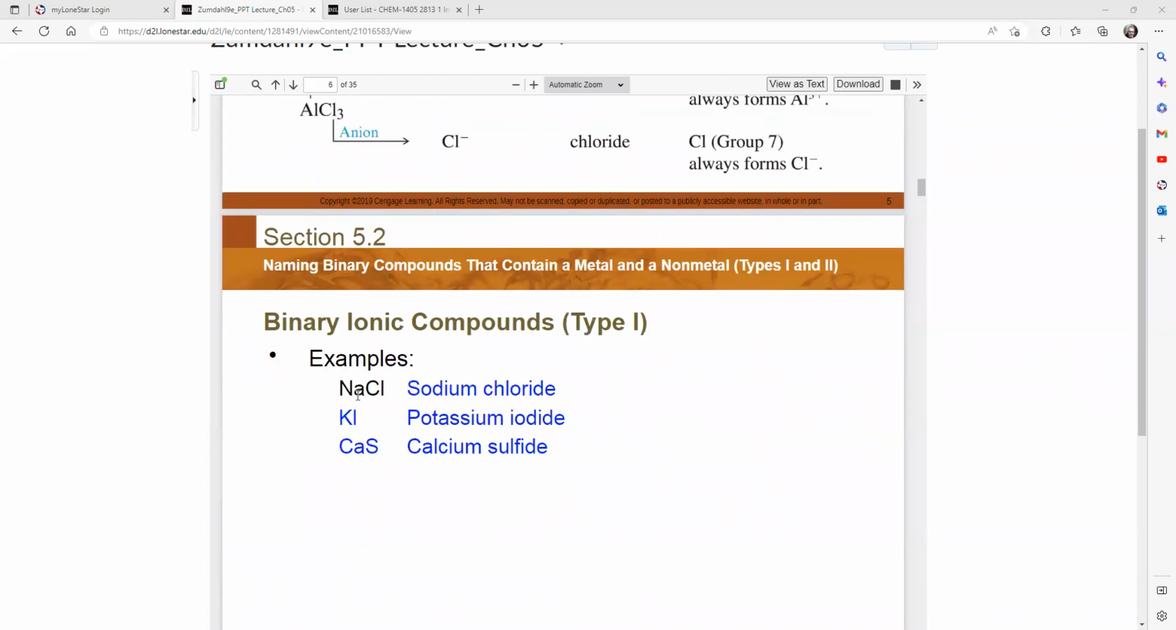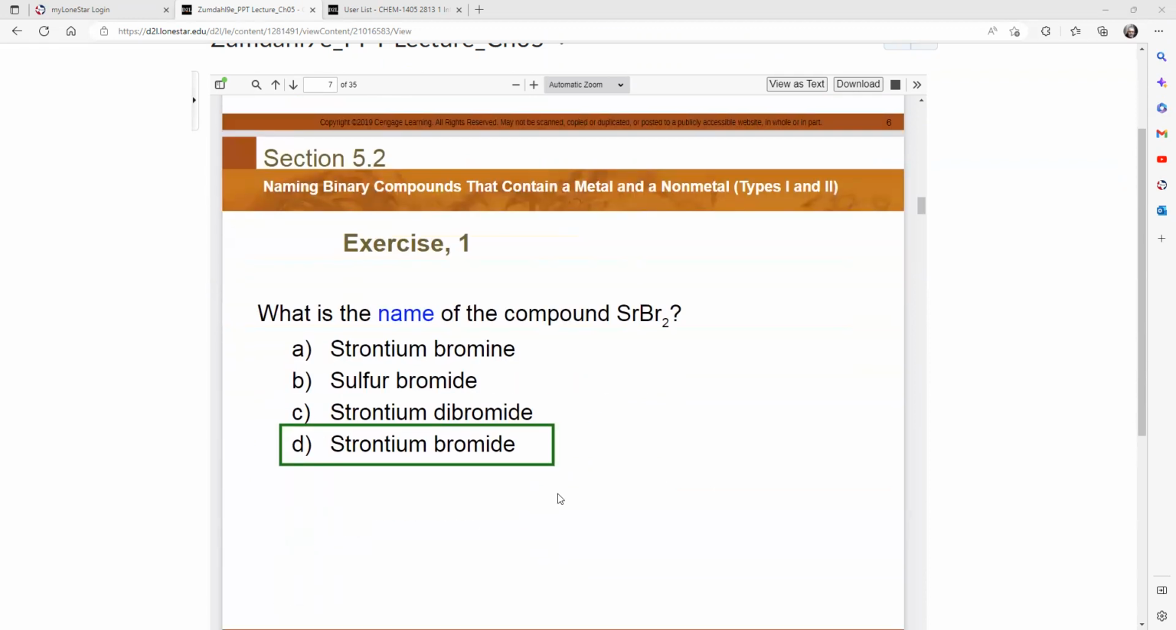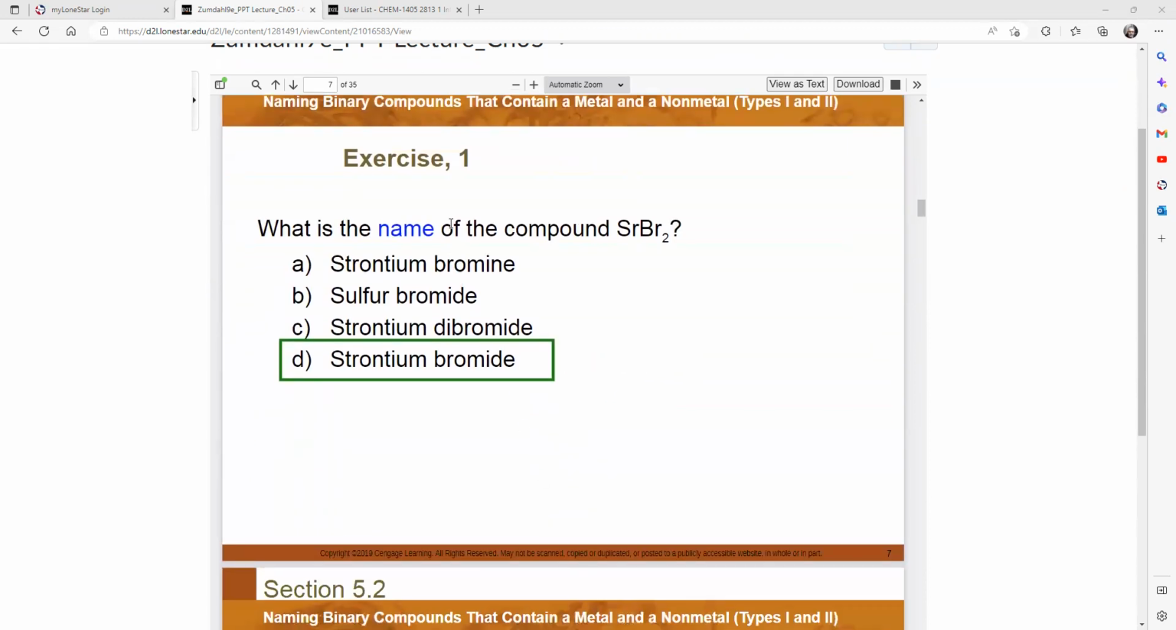Here we have some examples: sodium chloride, potassium iodide, calcium sulfide. Here you have an exercise. Please stop the video and try to answer it. Of course, the answer is selected here.